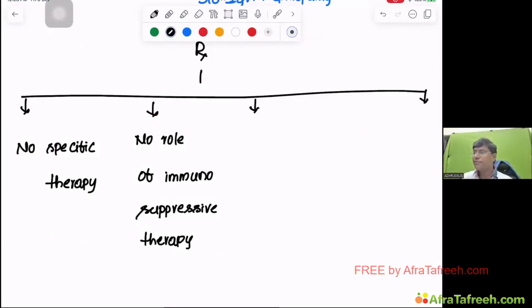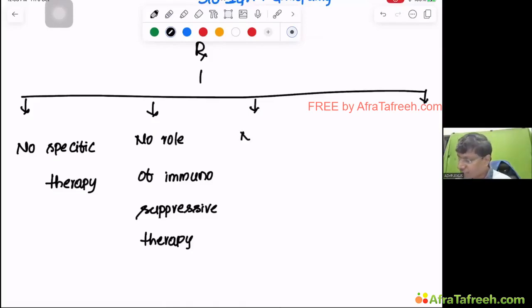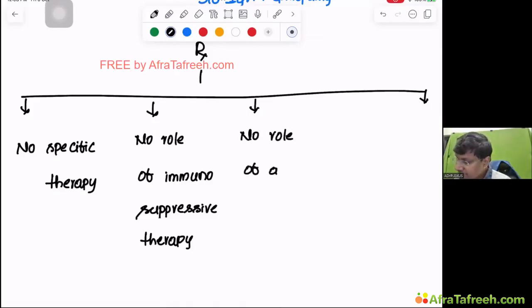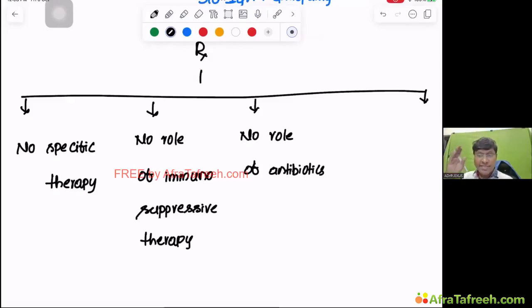Is there any role of antibiotics? There is no role of antibiotics also. Why? Because the infection whichever has occurred is not the present infection. It is the infection almost like 3 to 6 weeks back. Now there is no role of antibiotics.